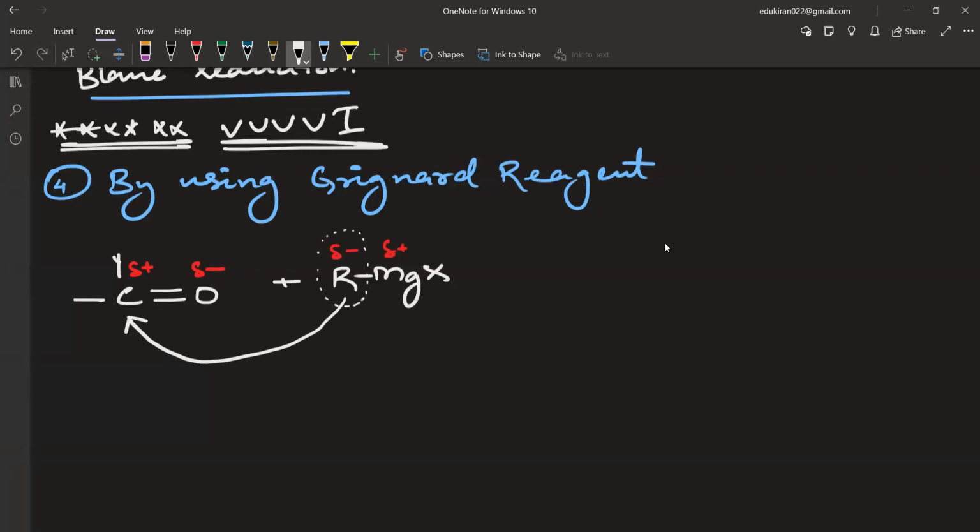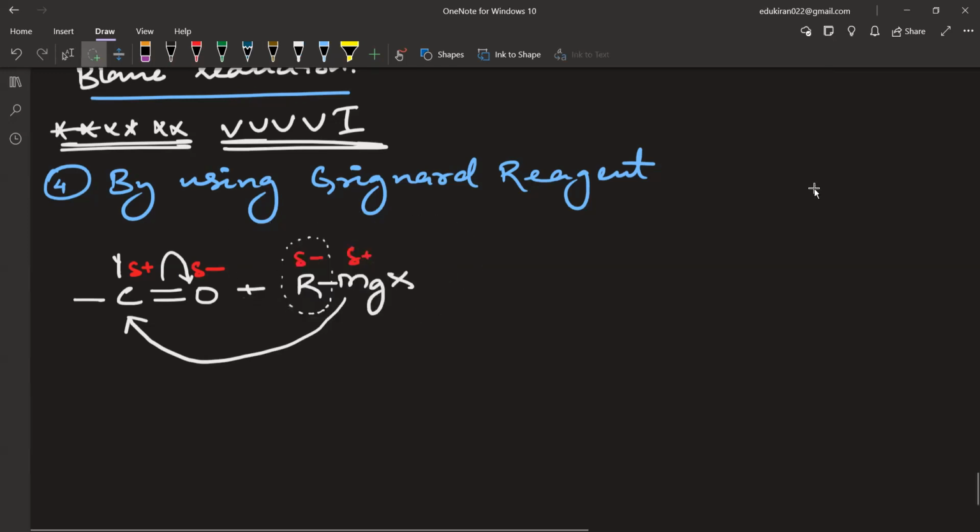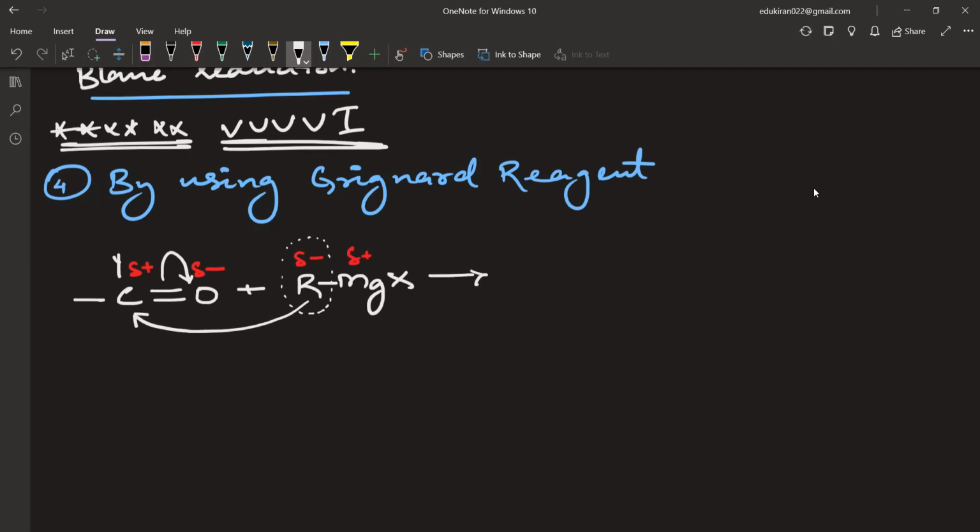As soon as it will attack this carbon atom, what is going to happen? This oxygen will break its pi bond and it will take the pi electron here. Why? Because carbon cannot have 5 bonds. Now, after this, what is going to happen? These bonds with carbon will be as it is. This carbon will get O, and here you will get a R group.